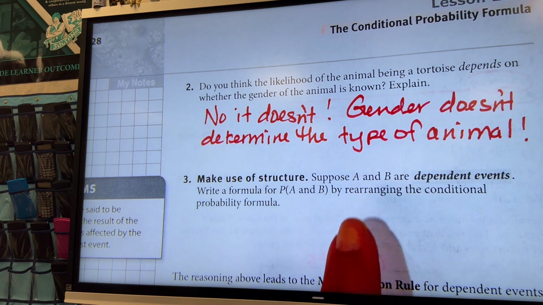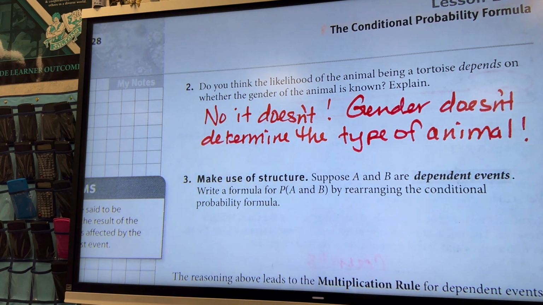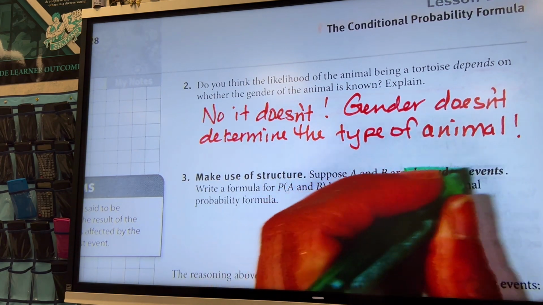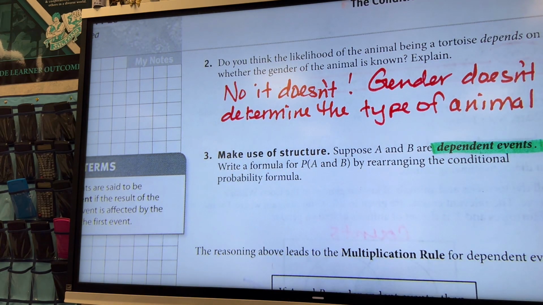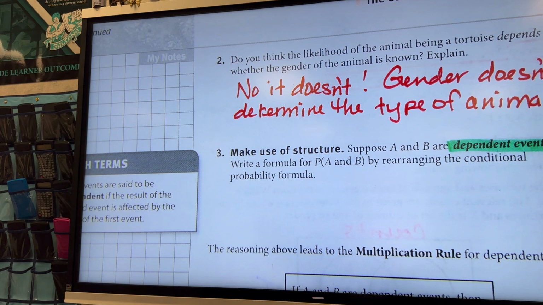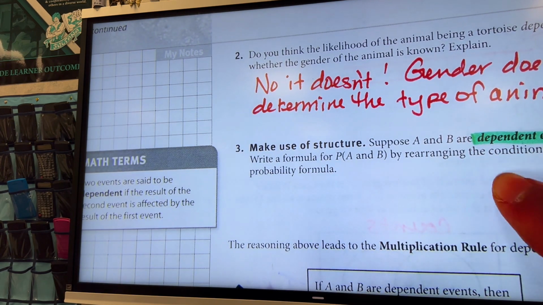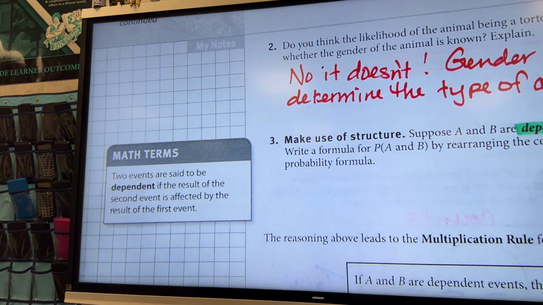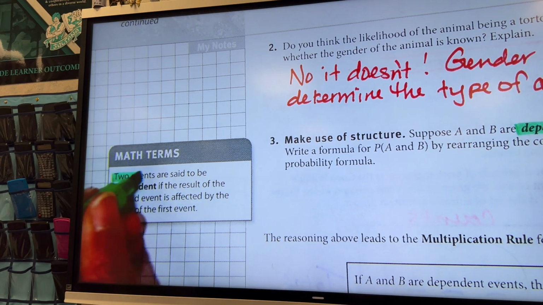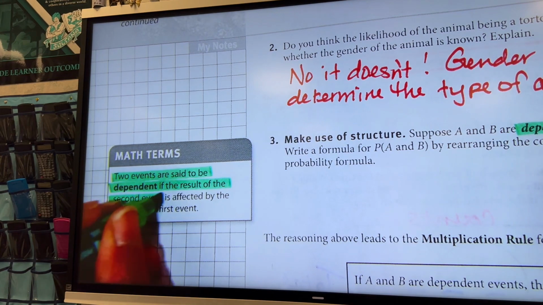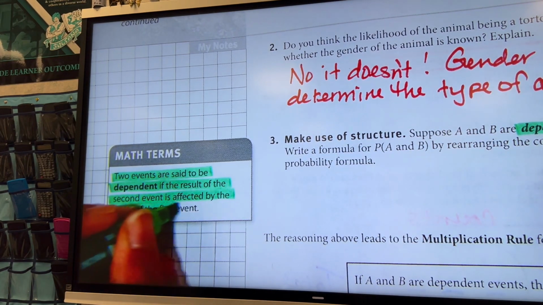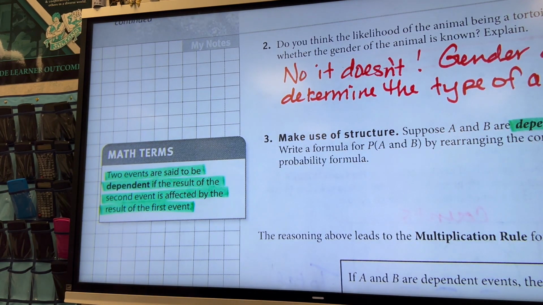So it says that suppose A and B are dependent events. Suppose they are dependent. Write a formula for the probability of A and B by rearranging the conditional probability formula. So before we do that though, let's talk about what dependent events are. Two events are said to be dependent if the result of the second event is affected by the result of the first event. If one event affects the outcome of the other event, then they're considered dependent on each other.